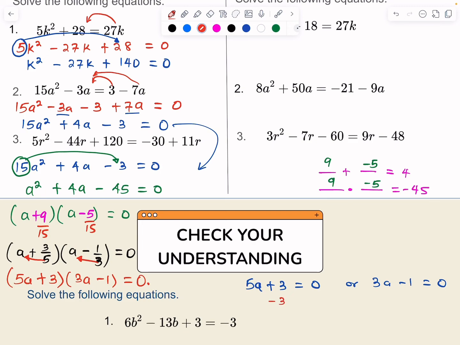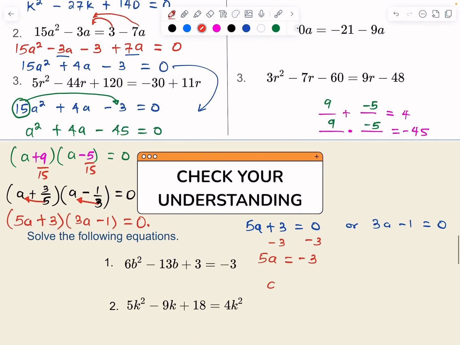In this case, I'll subtract 3. So I have my 5a is equal to -3, which means my a should be -3 divided by 5. On the other side, I'll add 1. So I have 3a is equal to 1, and my a will be 1 divided by 3.